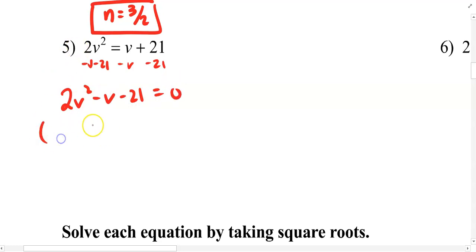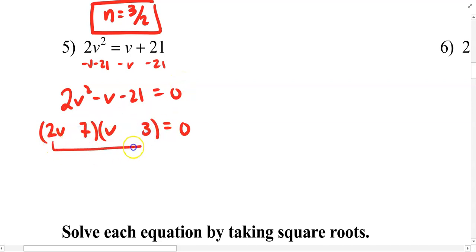We're again dealing with a non-standard trinomial. There are no GCFs here, and there is a leading coefficient other than 1. So I'm going to guess 2v times v will multiply to make 2v squared. And now I'm thinking about the numbers that multiply to make 21. We've got 1 and 21 and 7 and 3. So again, I want to use 7 and 3 because those two are closer to one another, but I don't have any real good clues here. So I'm just going to say 7 and 3 and see how lucky we get.